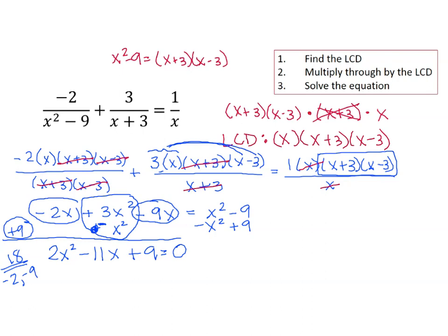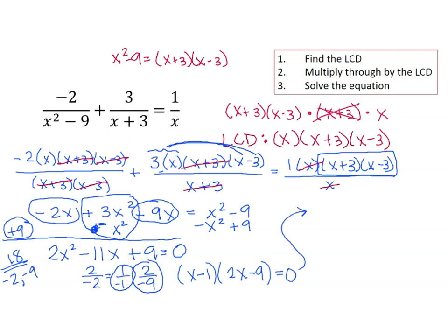And then I'm going to do a over. So I'm going to do 2 over negative 2 and 2 over negative 9. This will simplify to 1 over negative 1. And this fraction stays the same because it's already simplified. So then my 2 binomials are x minus 1 and 2x minus 9.